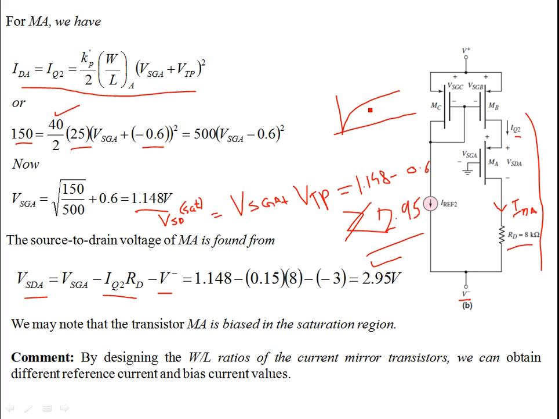This point is somewhere at the knee of the curve, and your Q point lies somewhere above this. You are above this point. 2.95 volts is greater than 1.148 minus 0.6. So you are indeed in the saturation region. The MA transistor is operating in the saturation region. So you see that by designing different ratios of the current mirror transistors, we can obtain different reference current and bias current values.